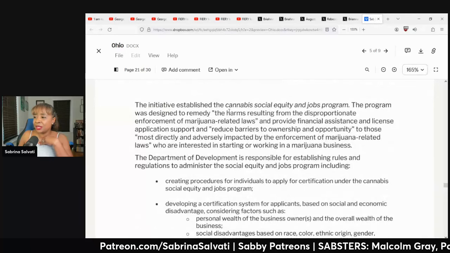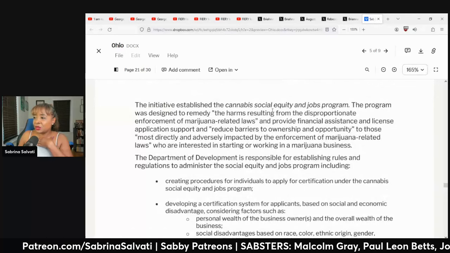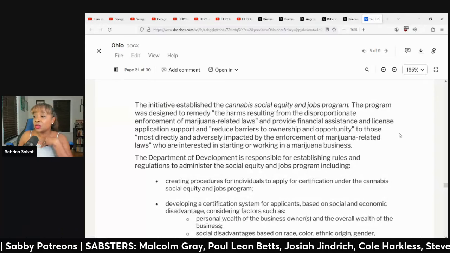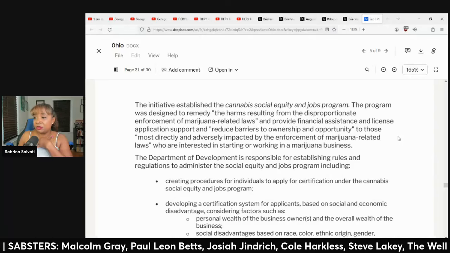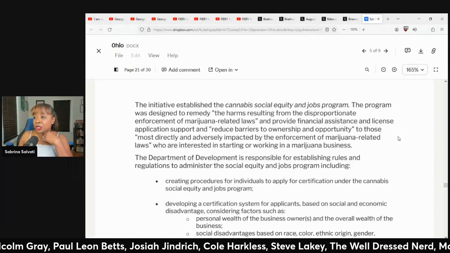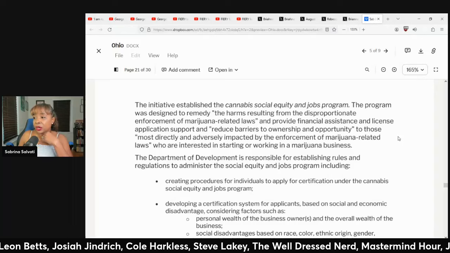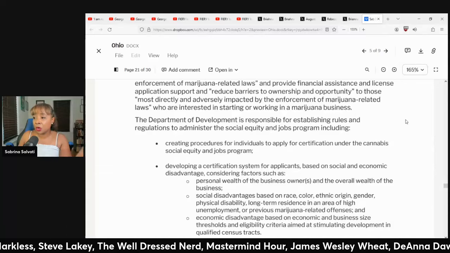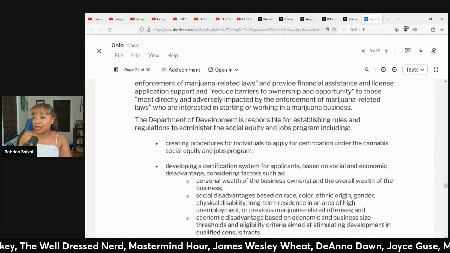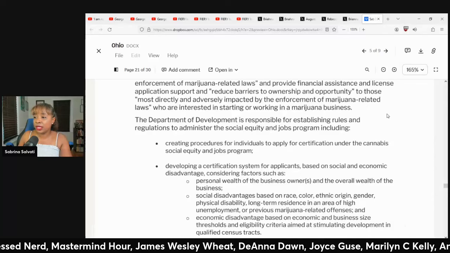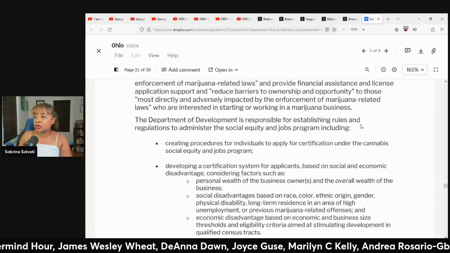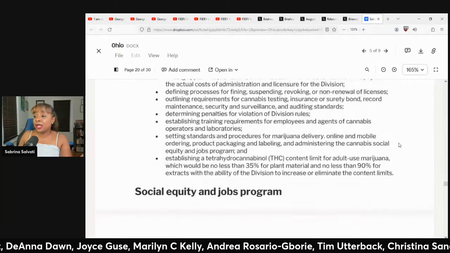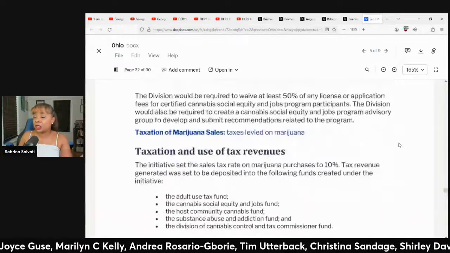The initiative established the Cannabis Social Equity and Jobs Program. The program was designed to remedy the harms resulting from the disproportionate enforcement of marijuana-related laws and provide financial assistance and license application support and reduce barriers to ownership and opportunity to those most directly and adversely impacted by the enforcement of marijuana-related laws who are interested in starting or working in a marijuana business. Yeah. So, I mean, again, creating jobs.